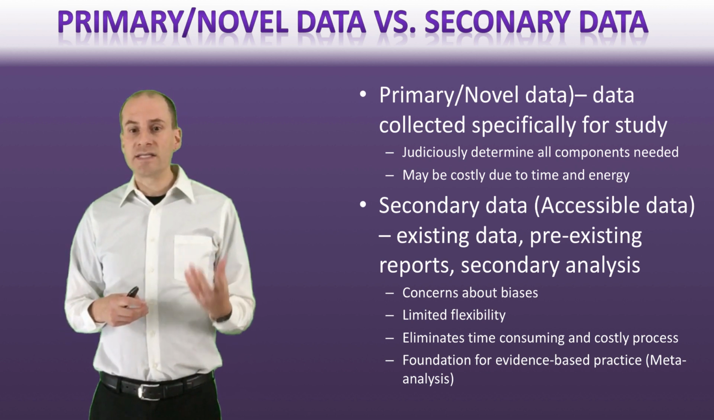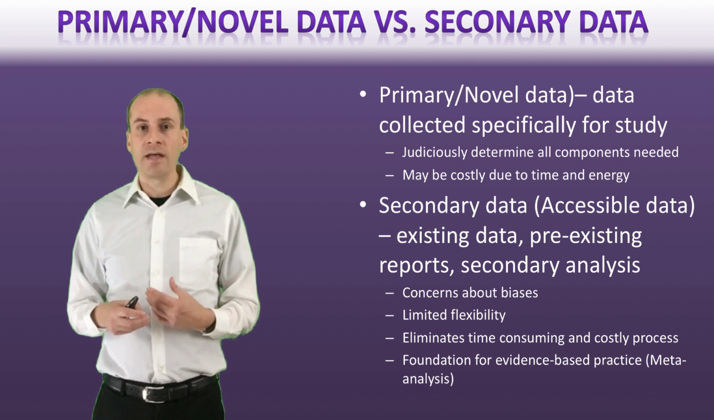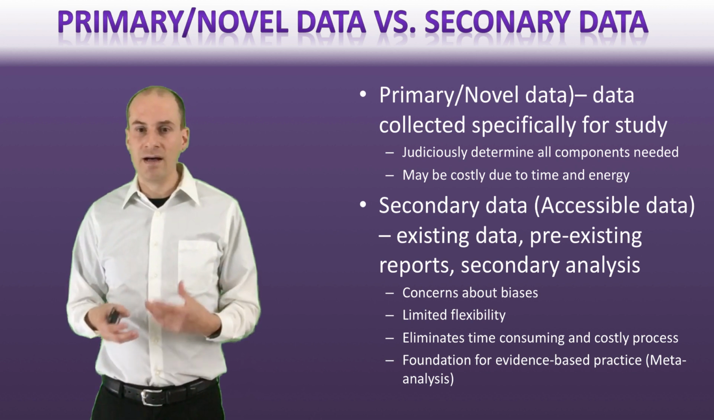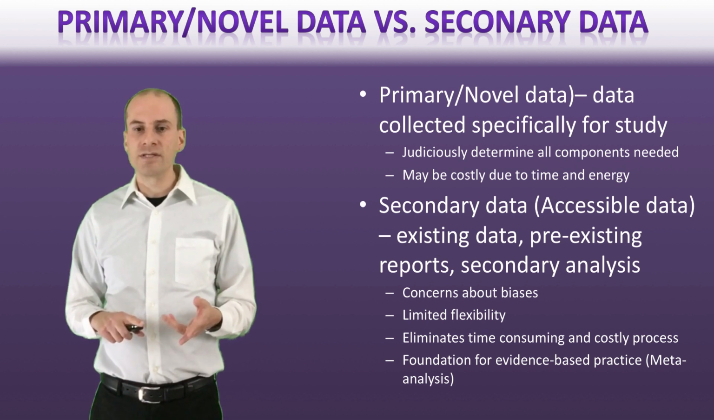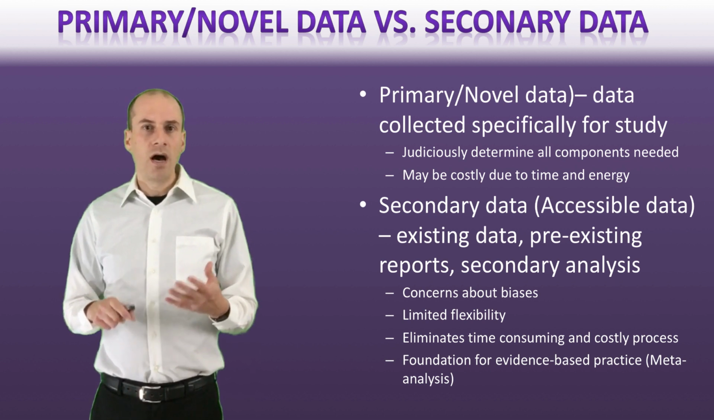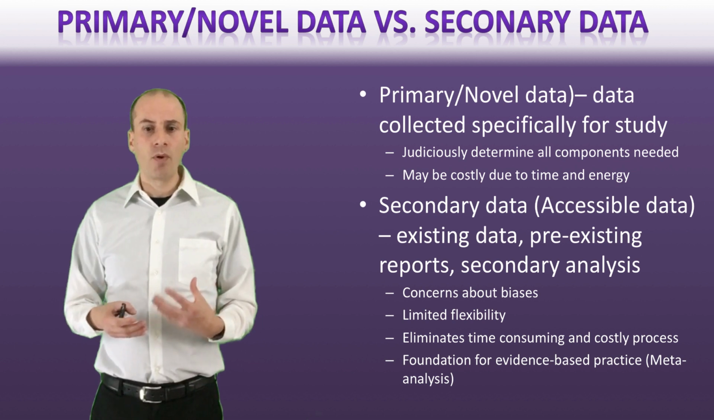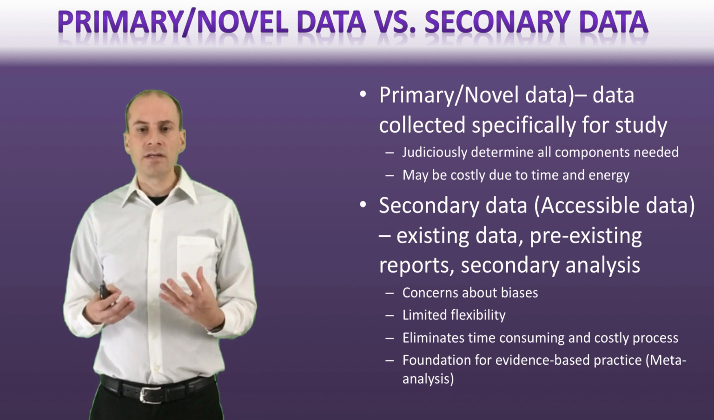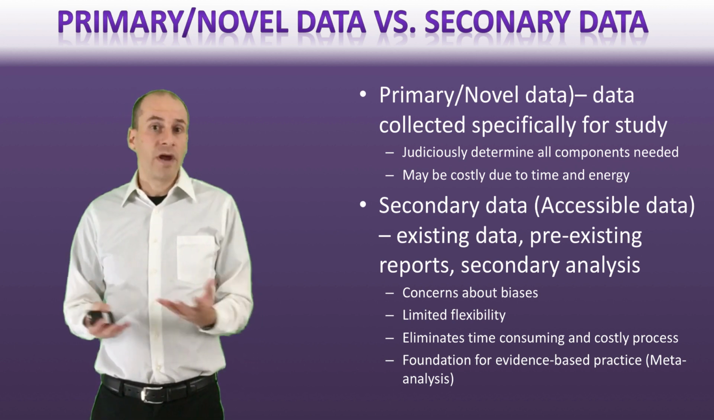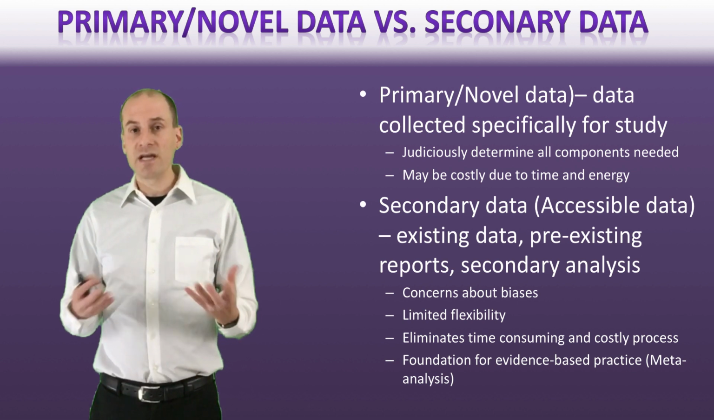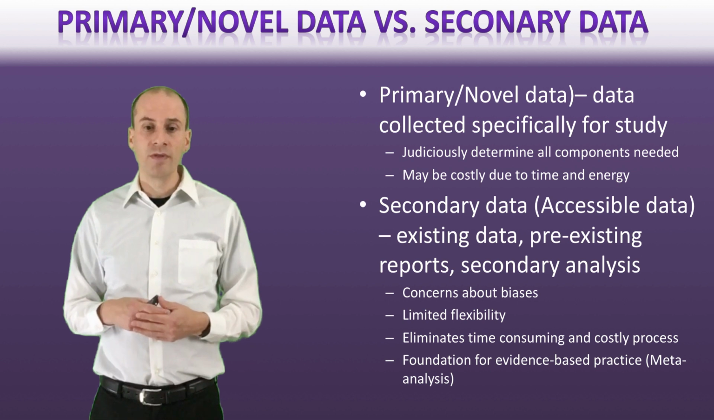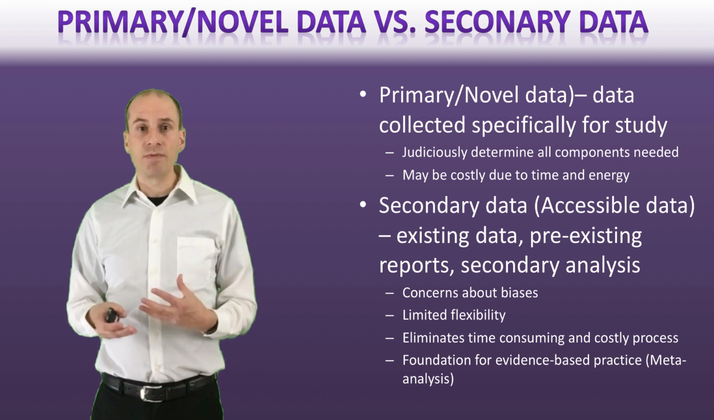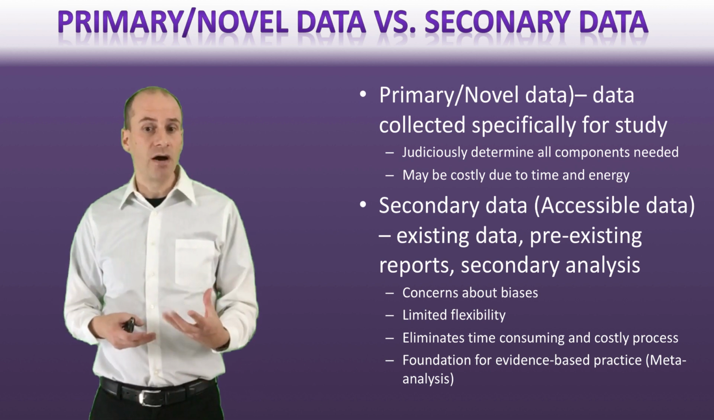There's also secondary data, which is also called accessible data. That could be existing data from medical records or reports. You could analyze other people's reports. And this is very helpful because you can often collect this data pretty fast, because other people have done that work for you. Now, there are always concerns because you haven't done the data collection yourself.